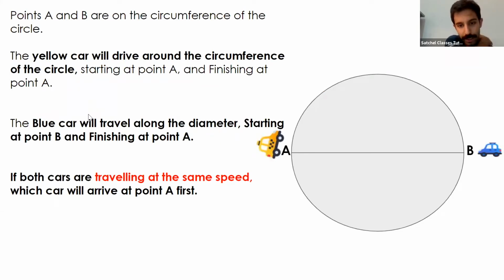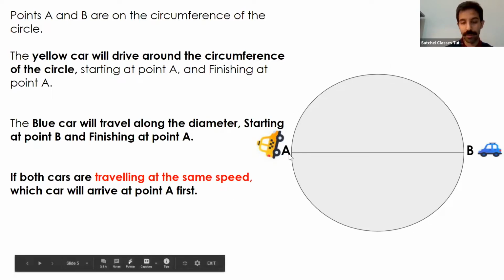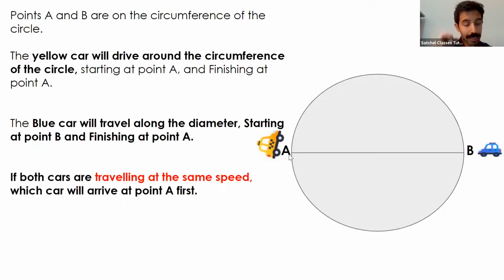All right, now here's a question for you. Let's imagine we have car A, the yellow car, starting at point A, and the blue car starting at point B. The blue car wants to go across the diameter of the circle, going from point B to point A, and the yellow car wants to go around the circumference of the circle, starting at point A and going all the way around back to point A. My question is, if you want to pause the video, who will complete their journey first?